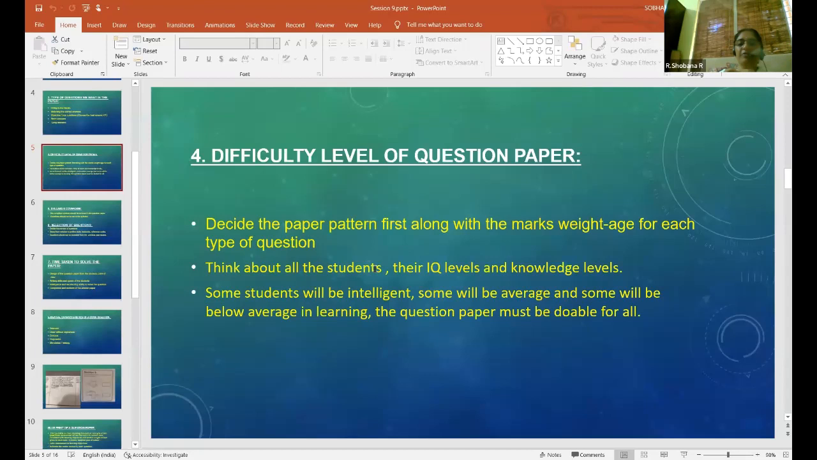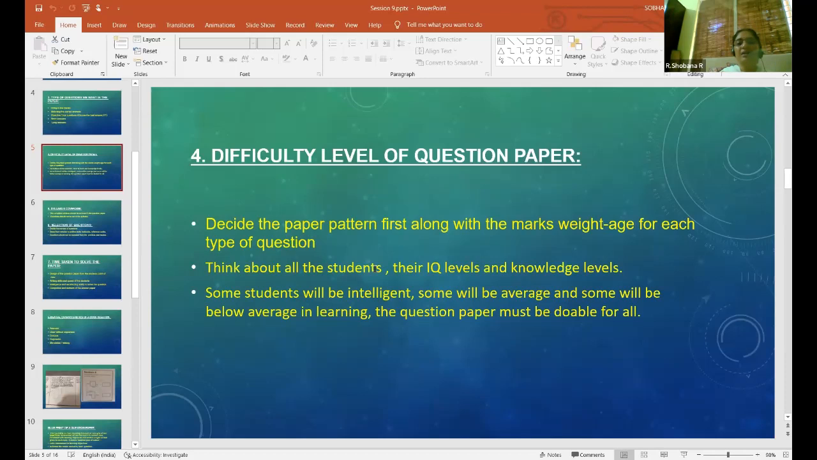At the beginning of the session, some teacher had pointed out this. So this is very, very important when we set the question paper. The difficulty level must be doable for all, considering the IQ levels, the knowledge levels, and as a teacher, we know what is the level of concept that has been imparted to the students. All this has to be considered when we are setting the question paper. This is an important factor.